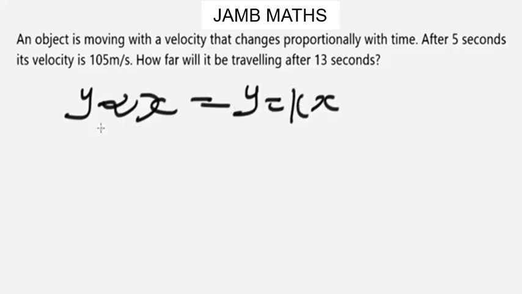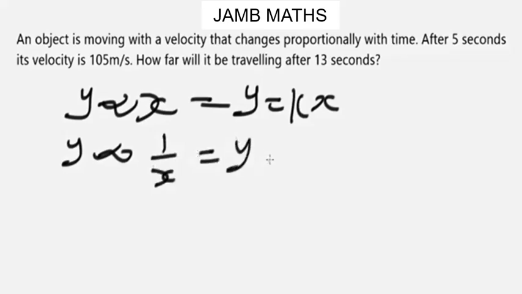Whereas, when they say y is inversely proportional to x, what you do first is to represent it proportionally. So it's going to be y is inversely proportional to x. When you add the equality sign to it, you are going to have y equals the constant k over x. Very important you take note of this notation. So having known these basics, let's go ahead and solve this question.